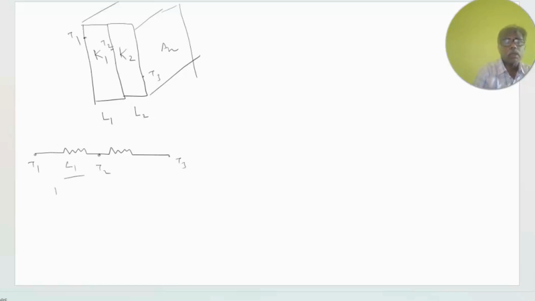Here we will have L1 by K1 A_n, or simply A, and L2 by K2 A_n. And you can add any number of materials to this. You can have 5, 6, 7, etc. So this is very much useful in analyzing many heat transfer problems.